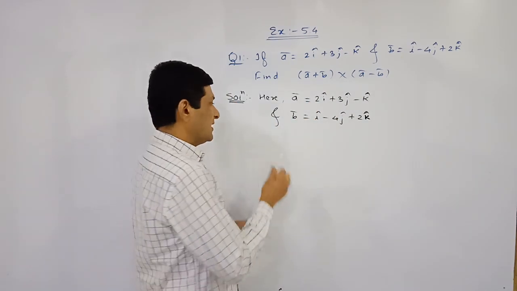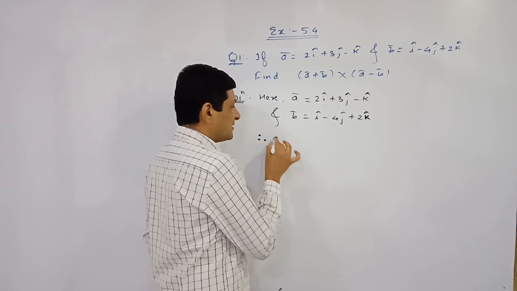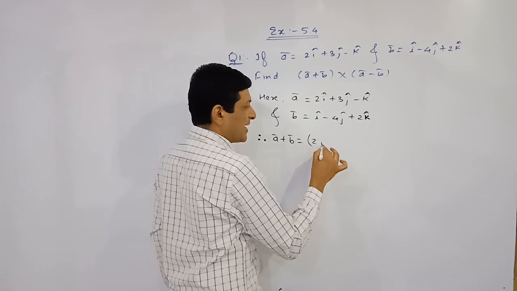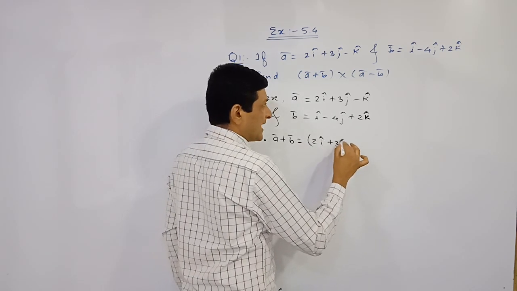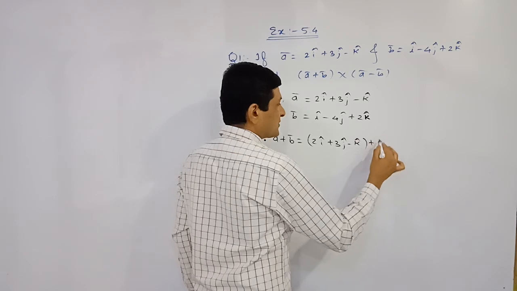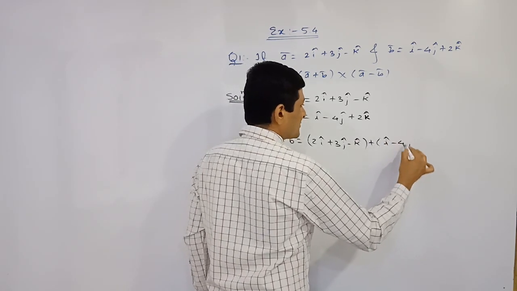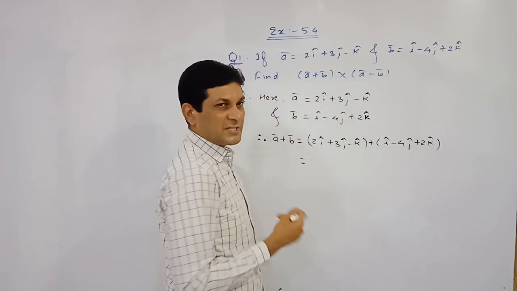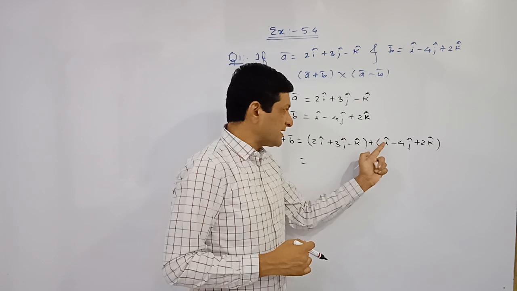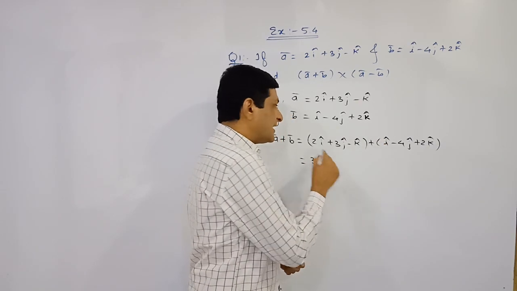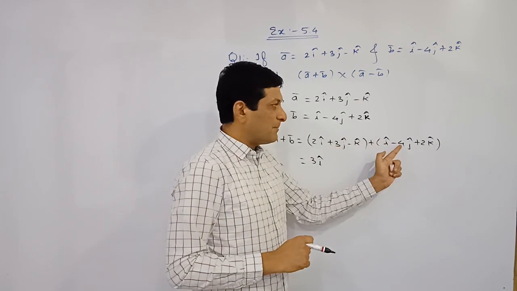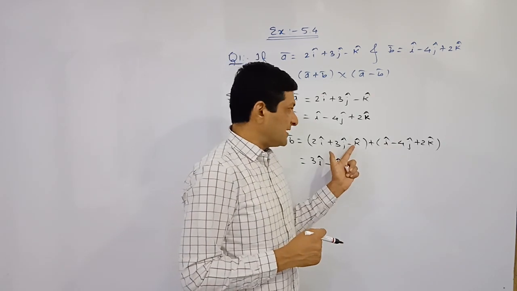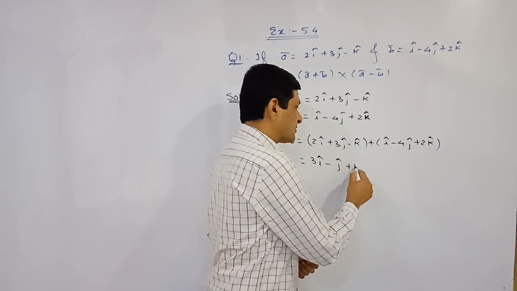So therefore A bar plus B bar will be equal to, now I am substituting the value of A bar, whose value is 2i cap plus 3j cap minus k cap, plus B bar, which is equal to i cap minus 4j cap plus 2k cap. So let us find their addition. First collect the terms of i cap. 2i cap plus i cap will be 3i cap. Then collect the terms of j cap. 3j minus 4j will be minus j cap. Lastly collect the terms of k cap. Minus k plus 2k will be equal to k cap.